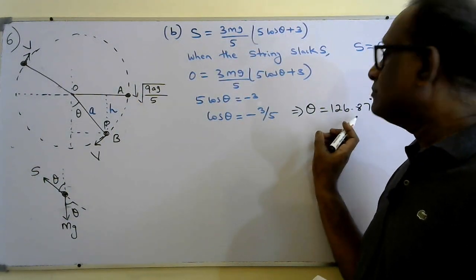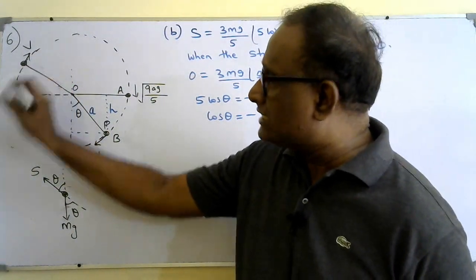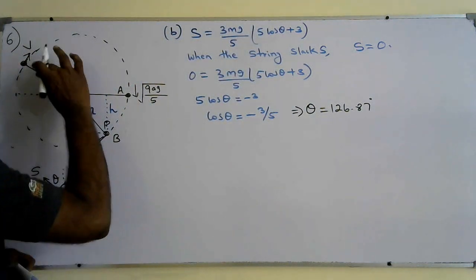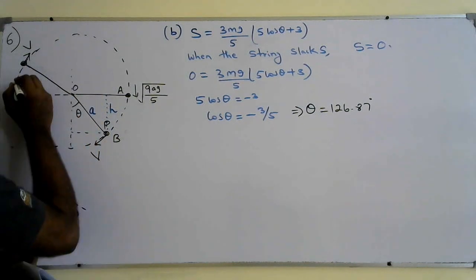No further centrifugal effect means it's not following a circular path at this point. So when the angle becomes this much, it's losing the circular path. It's going to follow a projectile motion because it has speed. Speed is not equal to 0. So we need to find the V at this position.